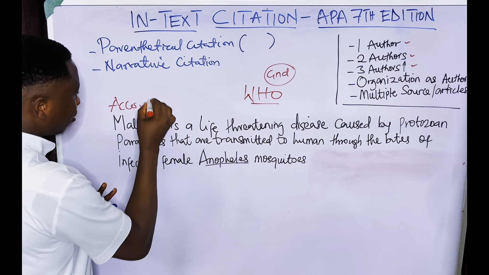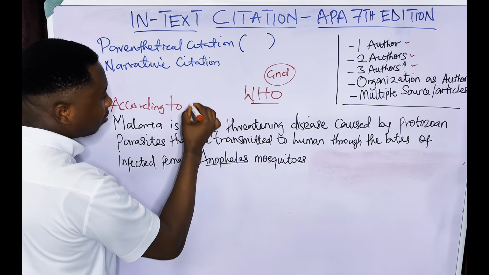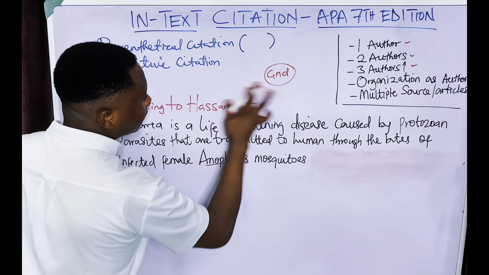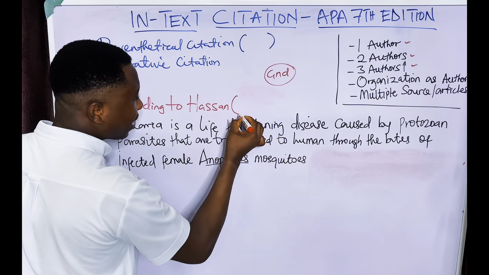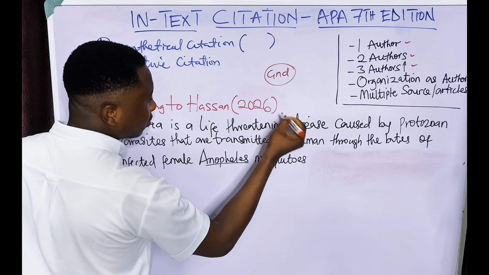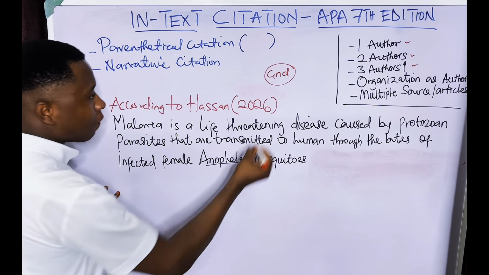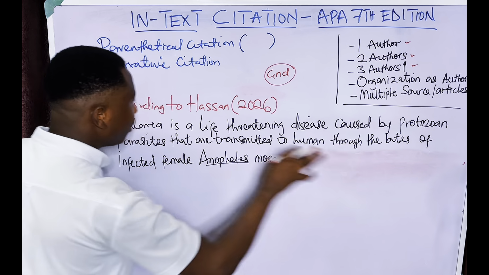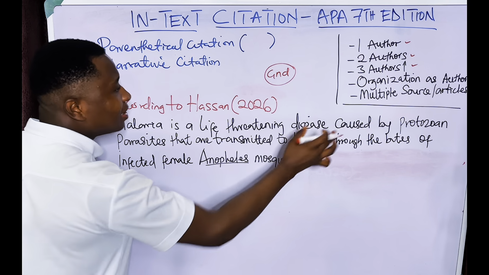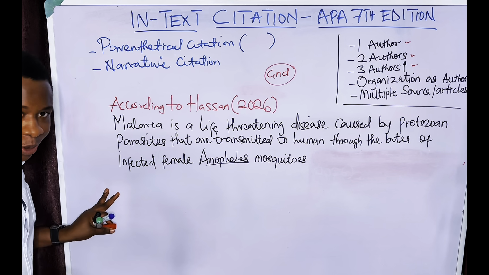According to Hassan, that's for one author now. According to Hassan, in bracket 2026, malaria is a life-threatening disease. You see, there's no full stop. It just continues. So according to Hassan 2026, malaria is a life-threatening disease. That's how you cite one author for the narrative citation.